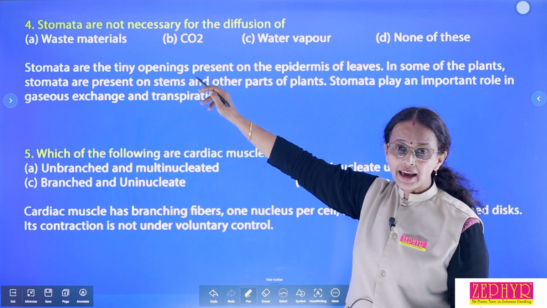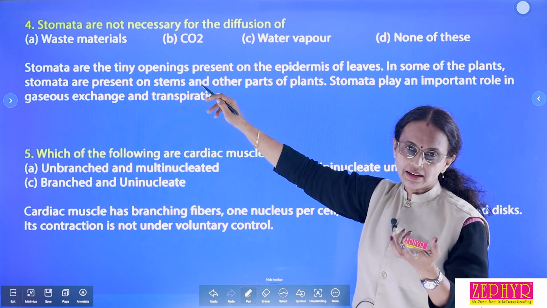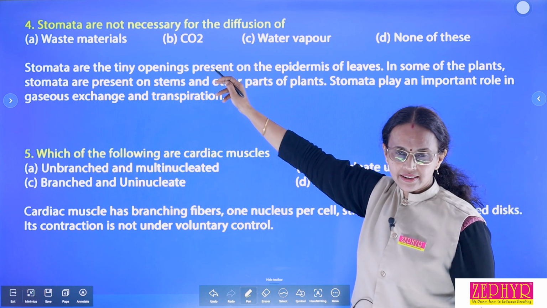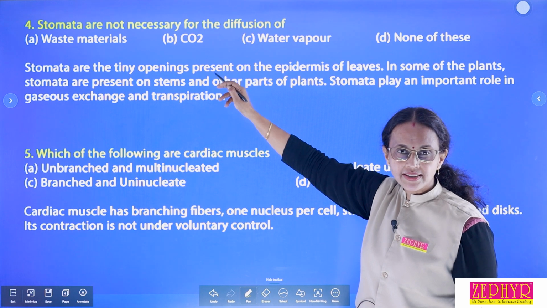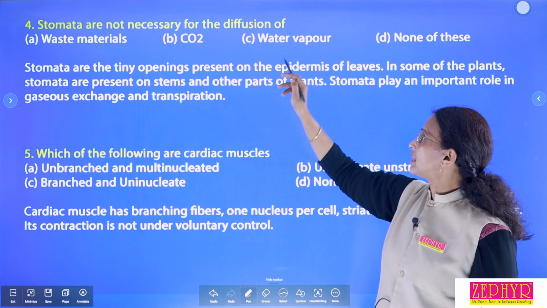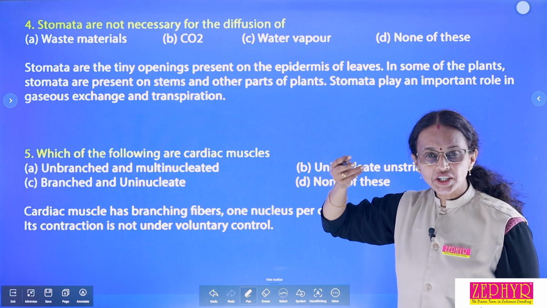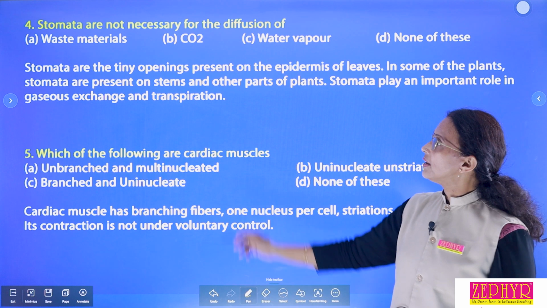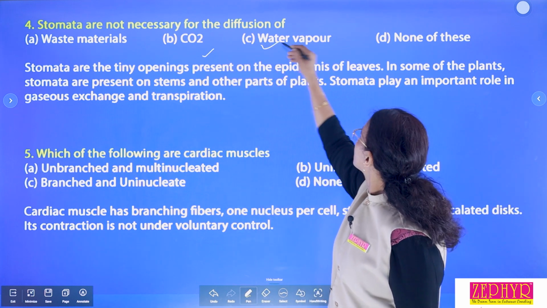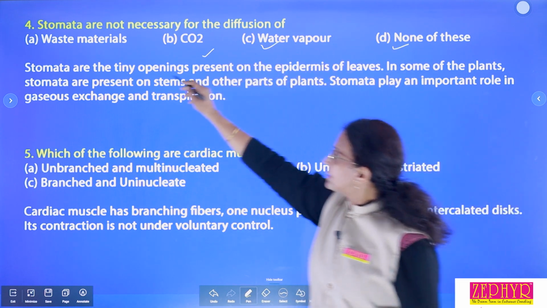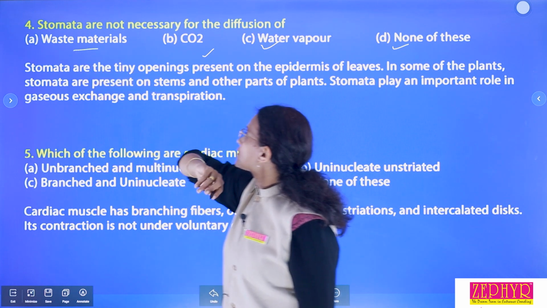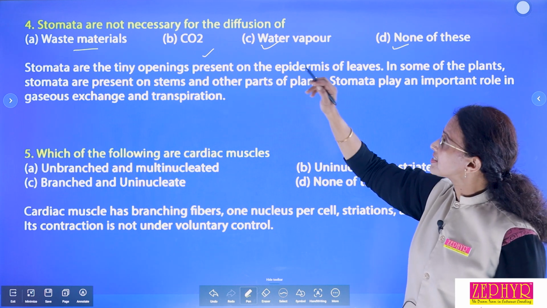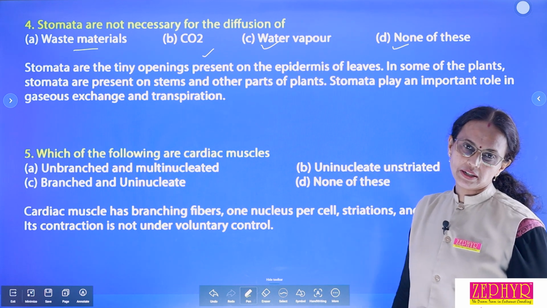Waste materials. Do plants remove waste material through stomata? Is it right or wrong? It's wrong. Carbon dioxide diffusion, gaseous exchange, is a function of stomata. Water vapor, what is transpiration? Transpiration is the loss of water in the form of water vapor through stomata. These two are correct. So the wrong option is this one. Stomata are not necessary for the diffusion of waste material.